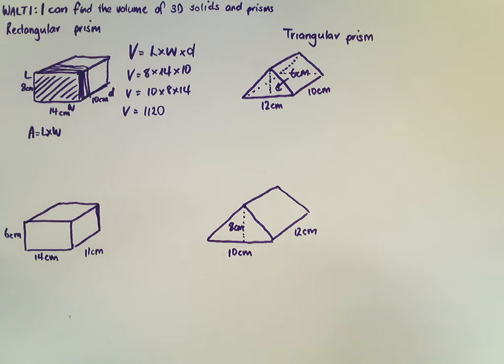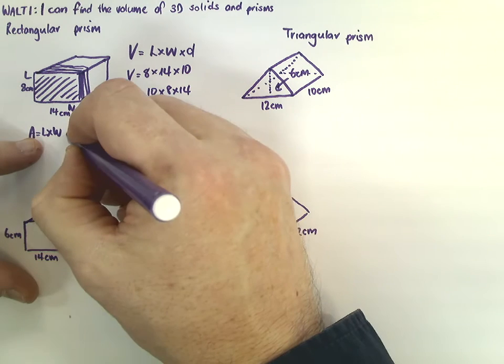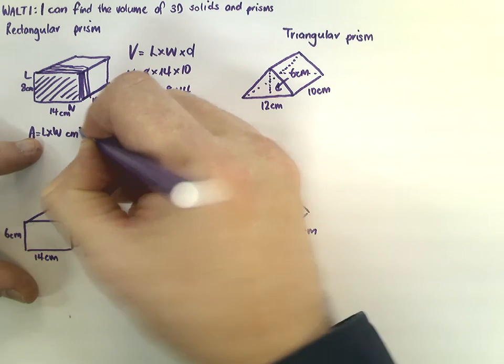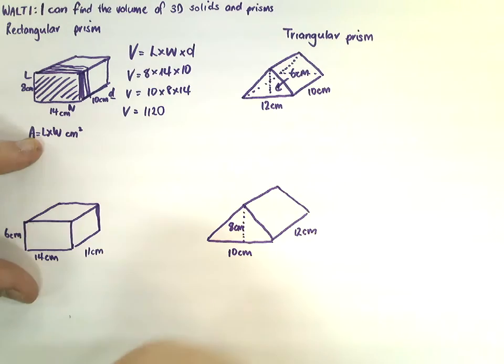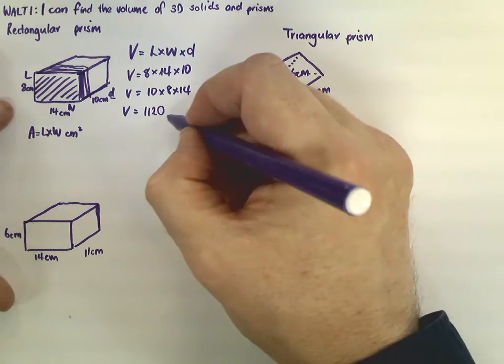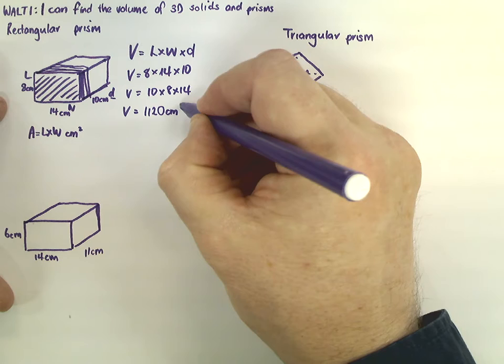Now we need to consider the units. Now, if I think of the units of area, that's in centimetres squared, but I've added this extra or third dimension. So I'm actually going to make my units centimetres cubed.